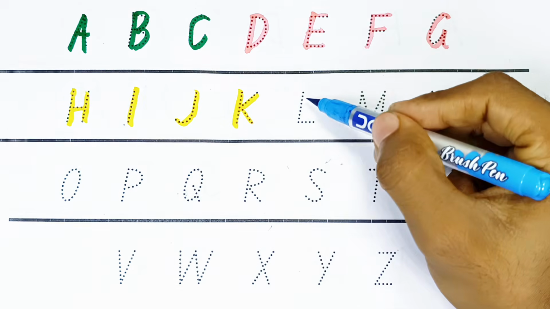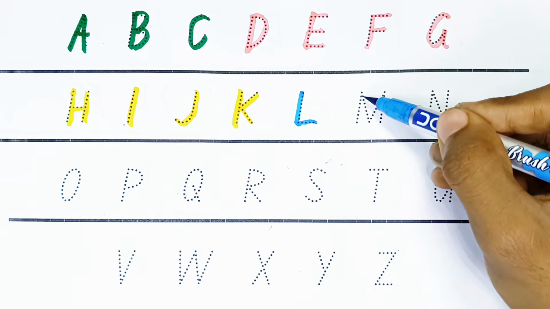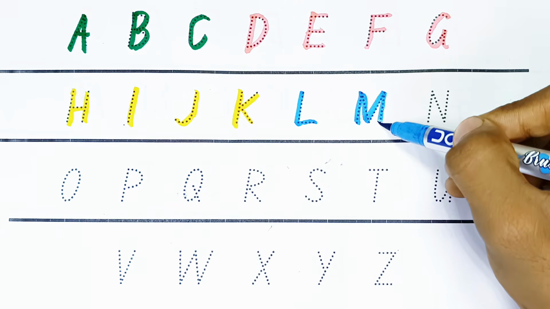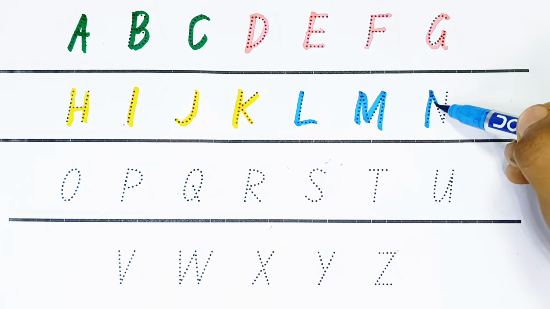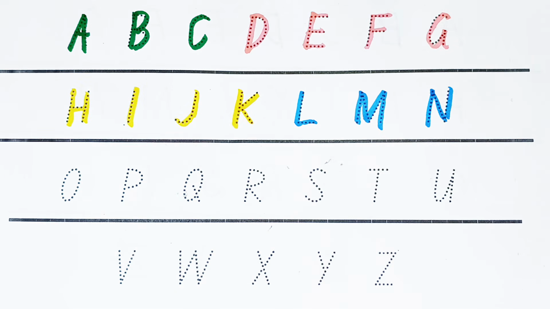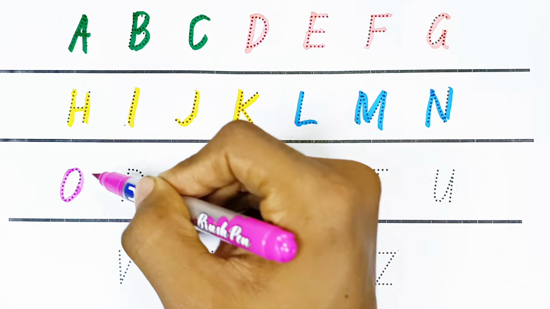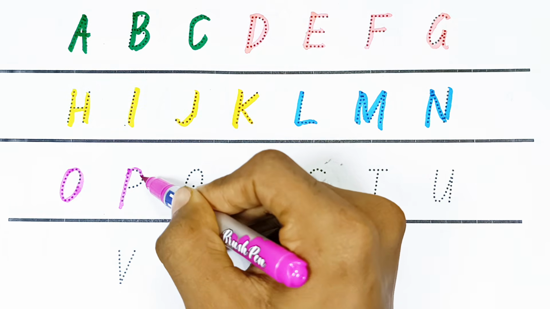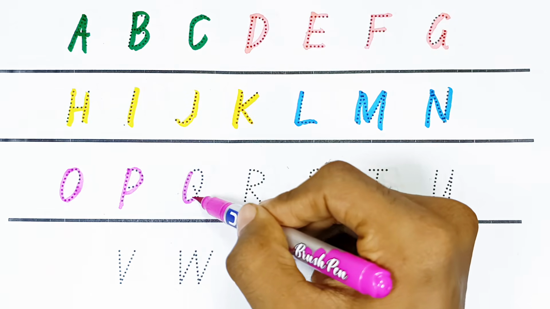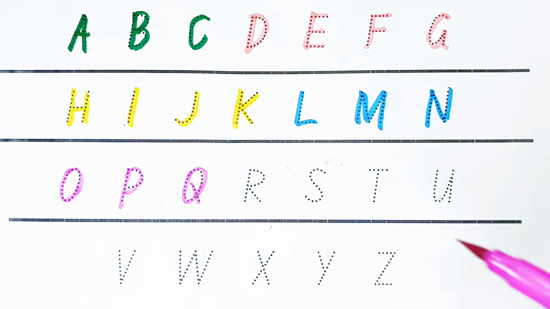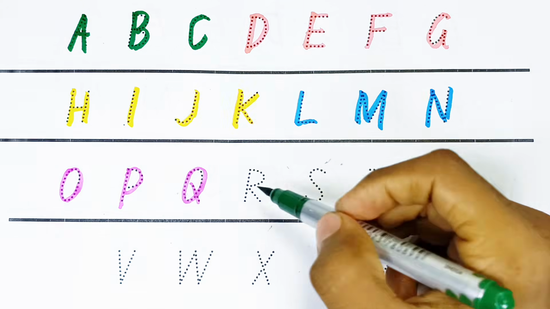The alphabets of L. L for lion. M. M for moon. N. N for nose. Kids, now you draw O. The alphabets of O. O for orange. P for parrot. Q for queen. Kids, now you draw R. The alphabets of R.